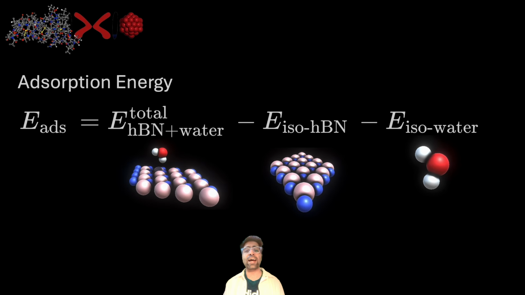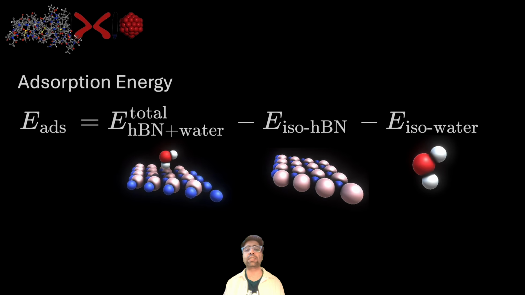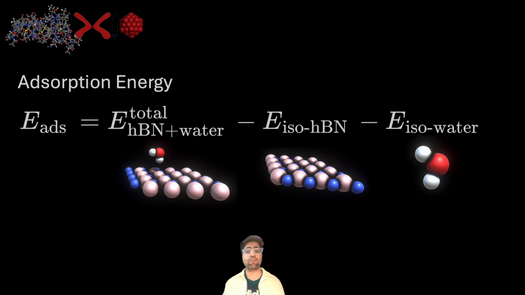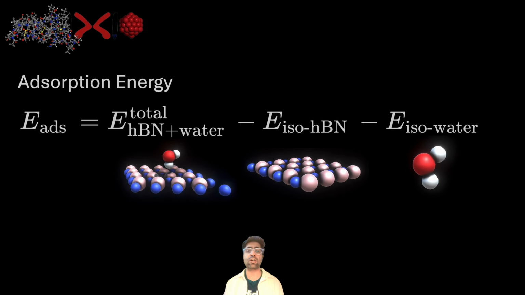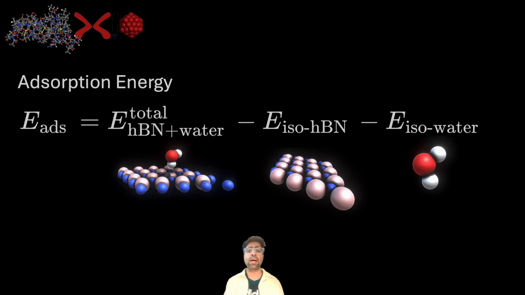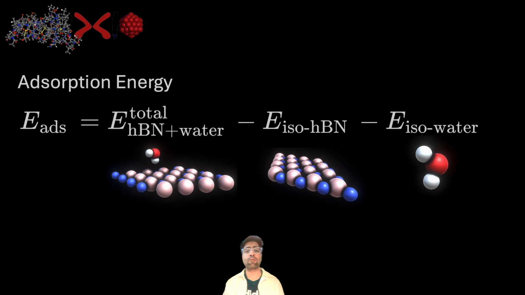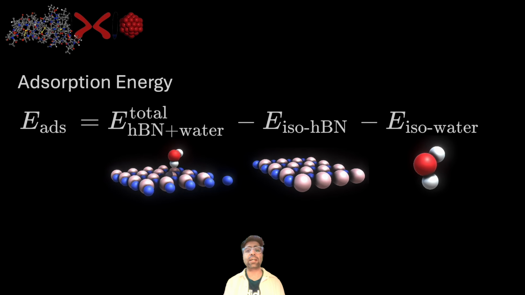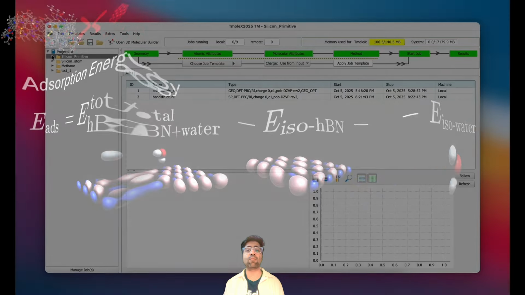For this tutorial, I have already optimized these structures, but for the sake of completeness, I will still show the complete procedure. Unlike plane wave codes like VASP, we can use DFT with 2D periodic boundary conditions for the calculation of water and hBN system as well as the hBN monolayer, while for the water molecule, we will perform a molecular density functional theory calculation. Now, since we need the energies of the optimized structures, let's start by optimizing the hBN monolayer.